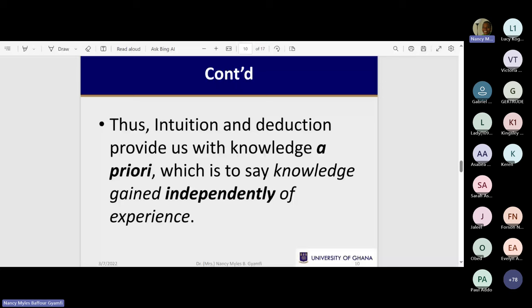So knowledge gained a priori is knowledge prior to experience. I know it before I experience. It is not the experience that is telling me. That's why it's rationalist. How did I get it? I say, if this one happened, this one will follow. So if we assume that this has happened, then this one must follow. The modus ponens conclusion is arrived at prior to experiencing.